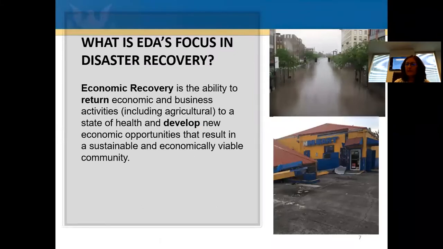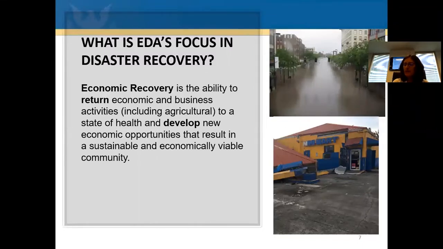And so I want to talk a little bit about economic recovery and economic resilience. EDA has a unique role in disaster recovery, and we have a laser focus on both economic development and economic recovery. EDA, on behalf of the whole Department of Commerce, has been charged with coordinating economic recovery.